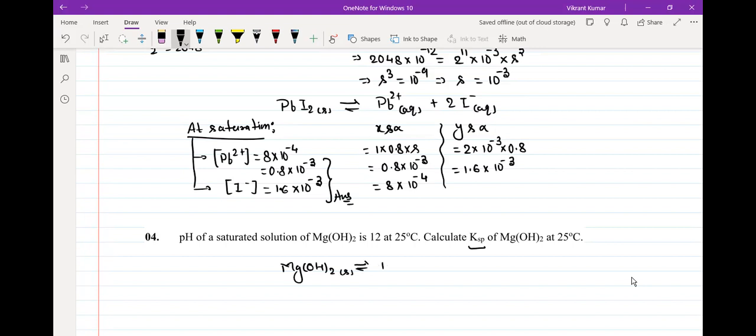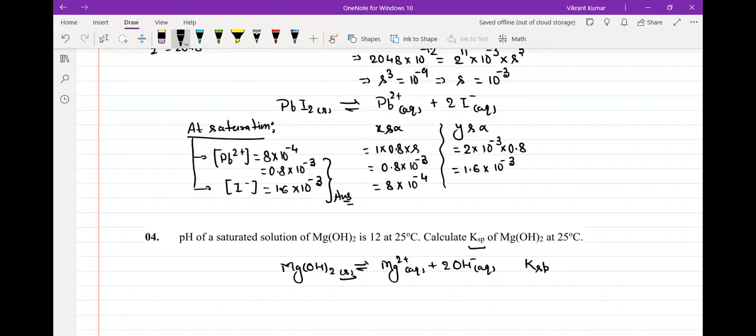giving you aqueous ions. So the equilibrium constant for this reaction was called KSP. Is it okay? This is solid, not aqueous. That's the first point. The second point is there are multiple methods. We can find two or three methods in this.